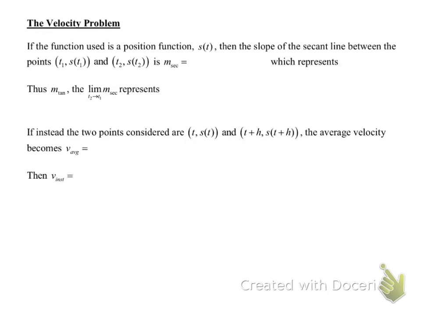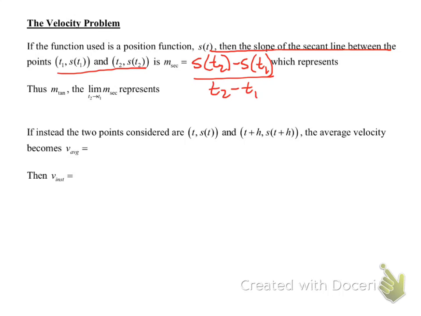So if we look at the slope of the secant line between these 2 points, then it's the change in the y, which is s of t2 minus s of t1, over the change in time, t2 minus t1, which actually represents the average velocity. So it's that slope of that secant line, average velocity.